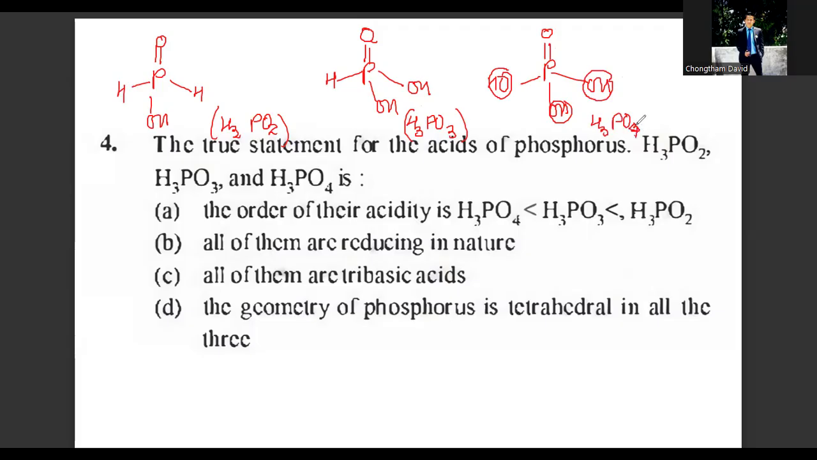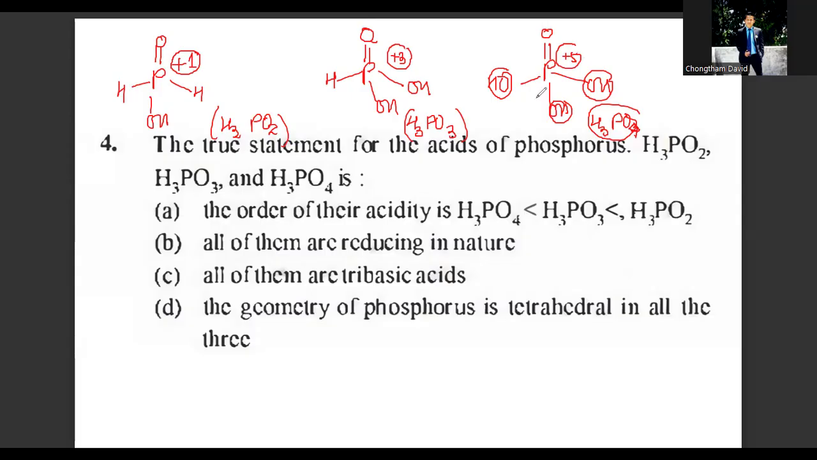You have phosphoric acid, phosphorus acid, right? So in all the cases, it has a tetrahedral structure. That is correct. Then the acidity increases with the increase in the oxidation number of the central atom. So what is the oxidation state of the central atom? It would be plus 1. What about this acid? It would be plus 3. What about this acid? It would be plus 5. You know how to find the oxidation state, right?